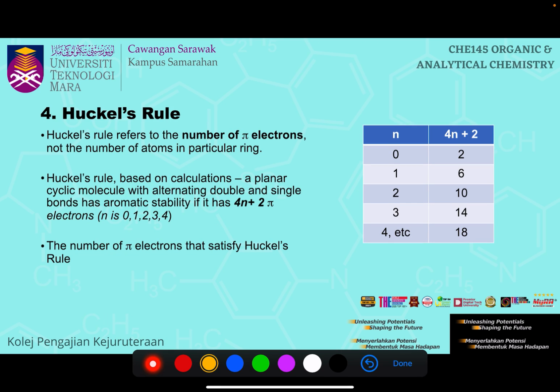And last but not least, Hückel's rule. It states that the molecule must have a specific number of pi electrons. Not a number of atoms in particular, but the number of pi electrons.